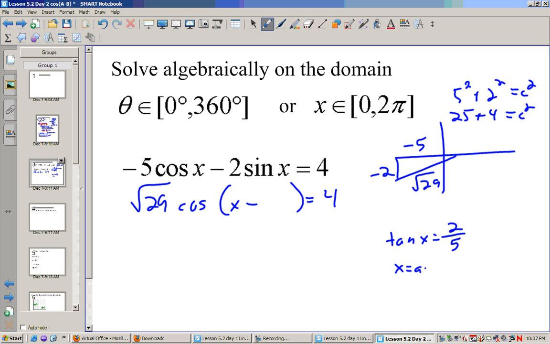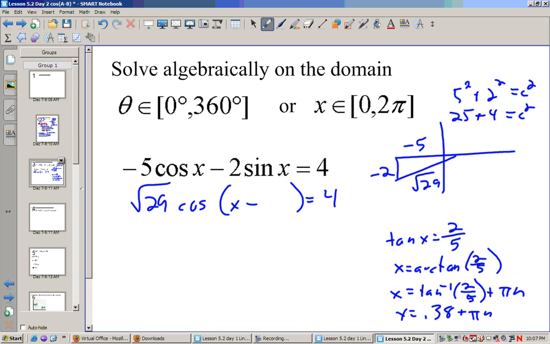So I take the arctan, which is inverse tan, plus pi n. The inverse tan of 2/5 is 0.38. So if I add pi n to that, we know 0.38 is going to be up here. So if I add pi to that, I get 3.5. So it's minus 3.522.